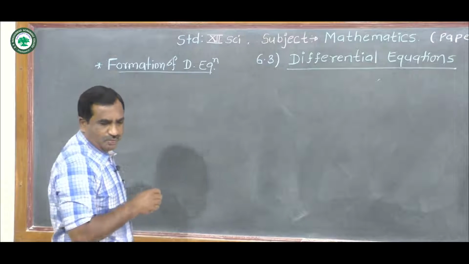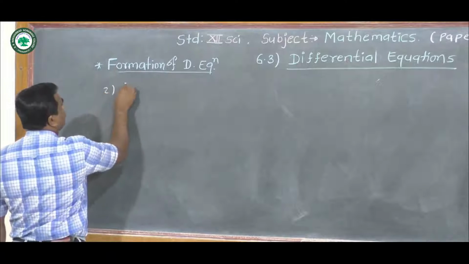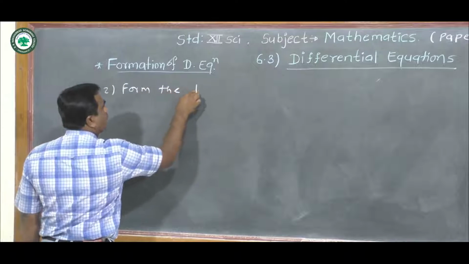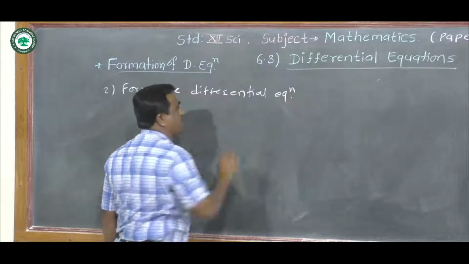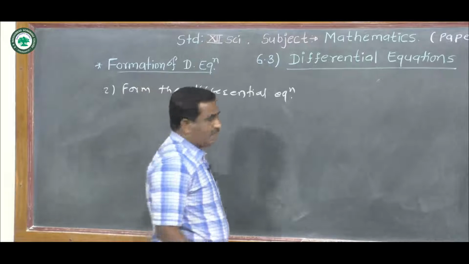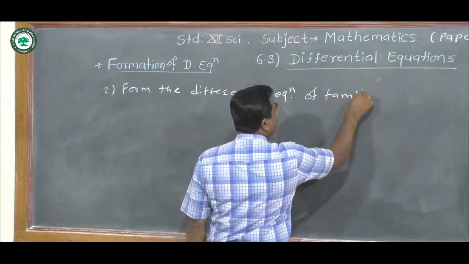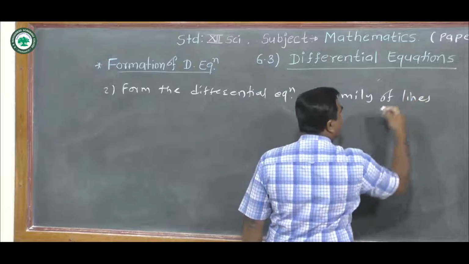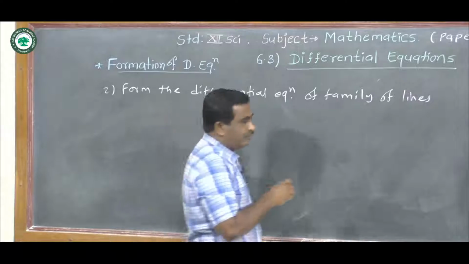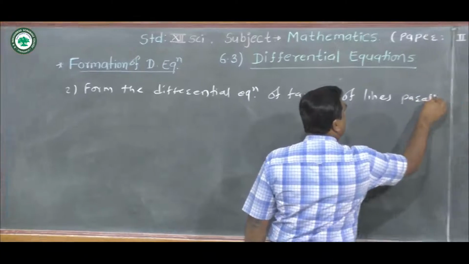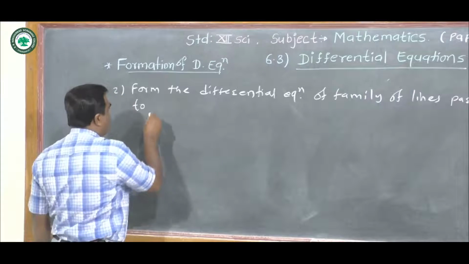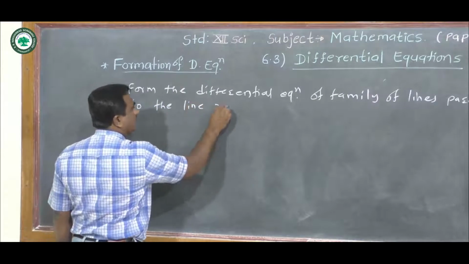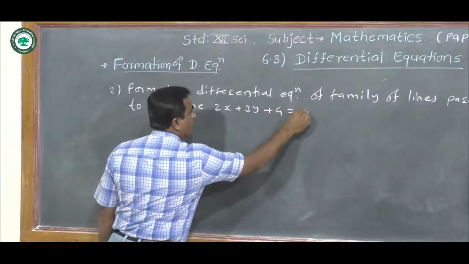Second example, next example: form the differential equation of family of lines which are parallel to the line 2x + 3y + 4 = 0.